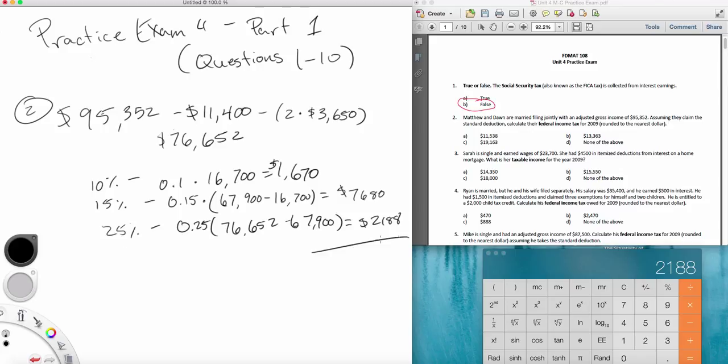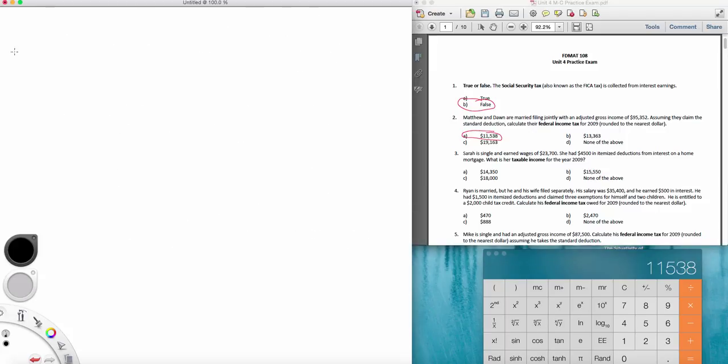So I'm just going to add those columns up over here. 7,680 plus 1,670. That gives us a total of 11,538. So we come over to our answer and we select A. All right. Let's move on to question 3.